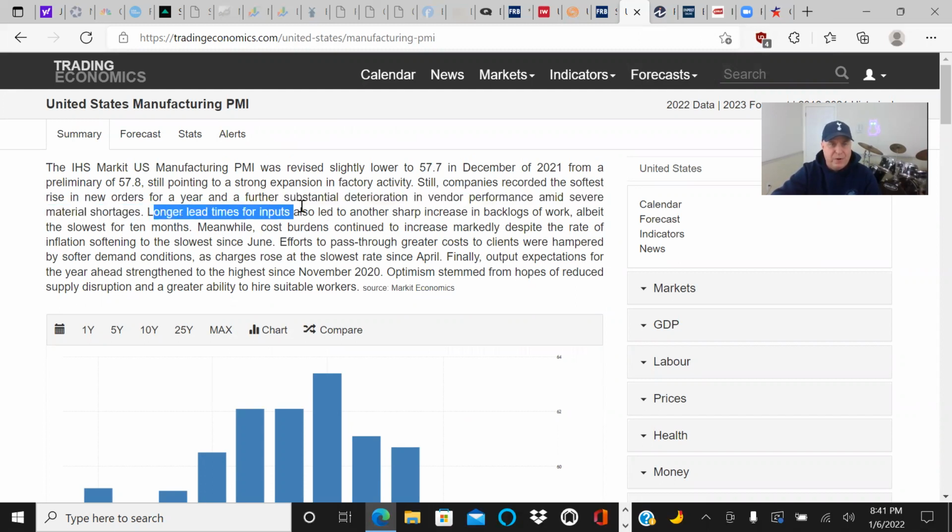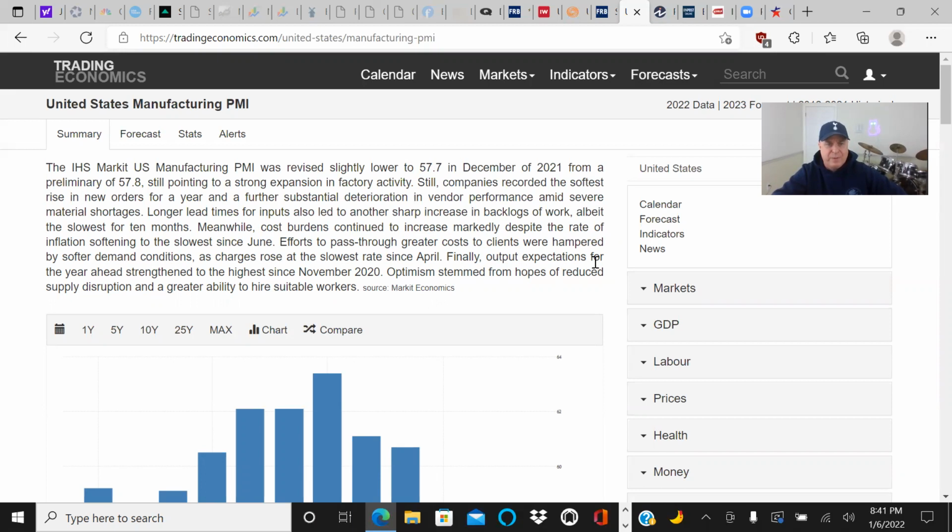lead times for inputs also led to another sharp increase in backlogs of work, albeit the slowest for 10 months. Meanwhile, cost burdens continued to increase markedly despite the rate of inflation softening to the slowest since June. So now we've got the inflation softening to the slowest since June. Efforts to pass through greater cost to clients were hampered by softer demand. So now we have demand coming down. We've got inflation softening because they can't pass the higher rates on to people.